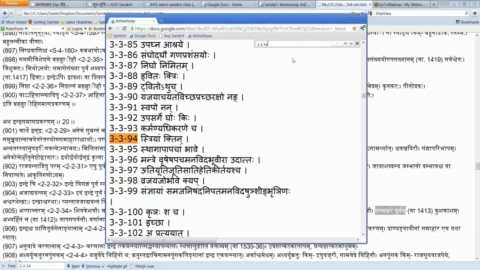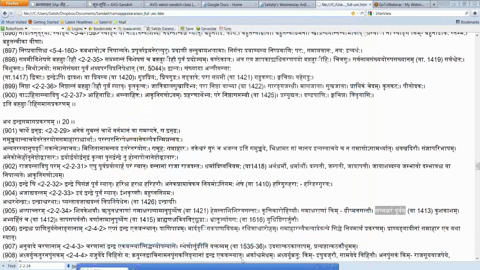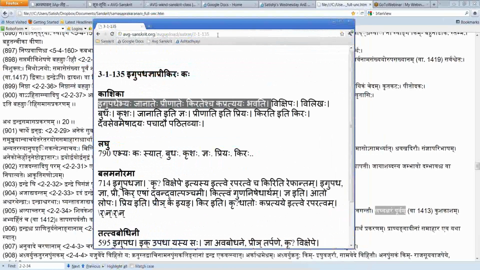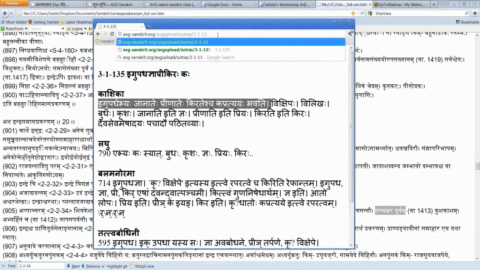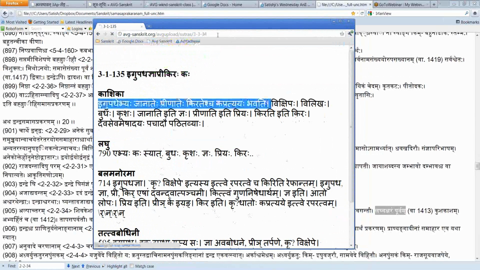And Striyam ktin, there is a vartikam, which puts the kvip pratyaya. So 3.3.94, again, this is not today's topic, but in case you're wondering how the word sampad is formed: when you're forming any feminine noun, always think of Striyam ktin. That's the utsarga. Striyam ktin is the utsarga, 3.3.94.